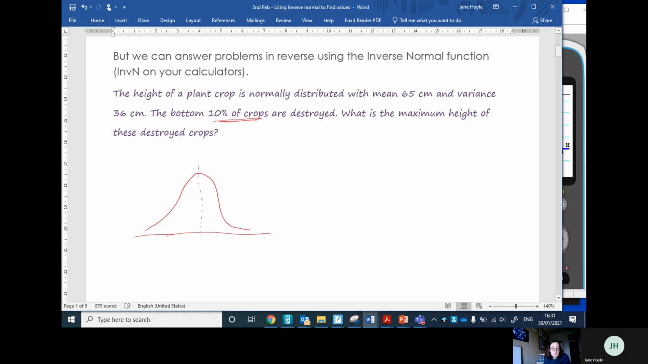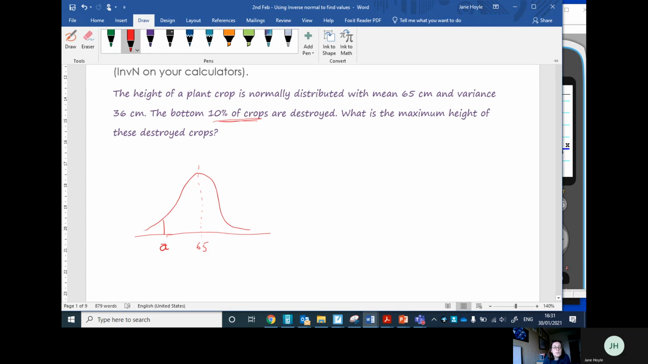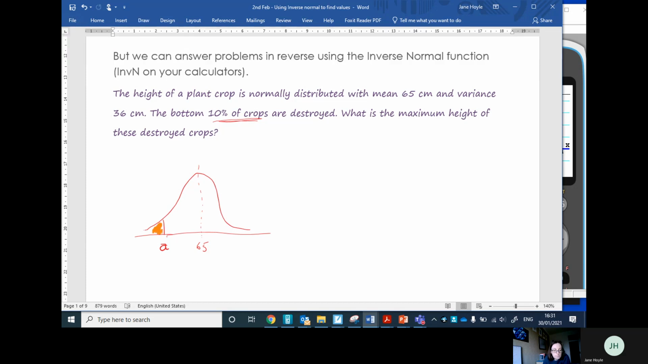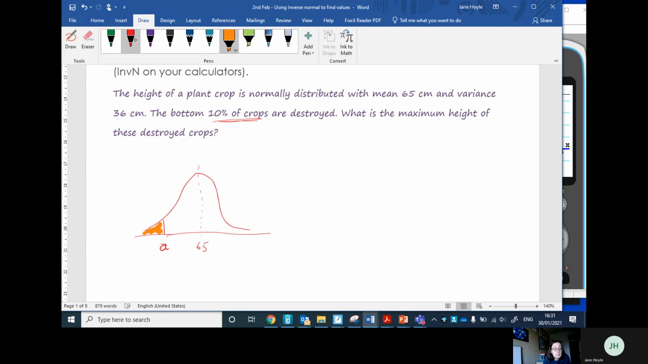Here is my mean, sorry, it should be a straight line, 65. The bottom 10% of the crops are destroyed, so that's going to be quite a small area. So I'm going to call that value A there, and I am going to have a shaded bit there. So I know that that area is equal to 10%.